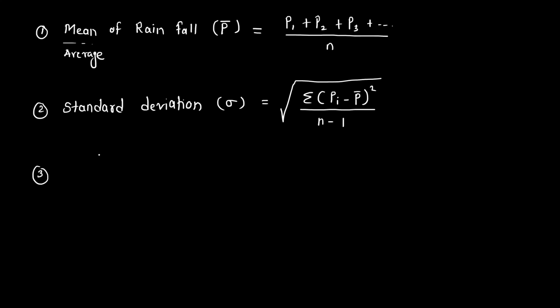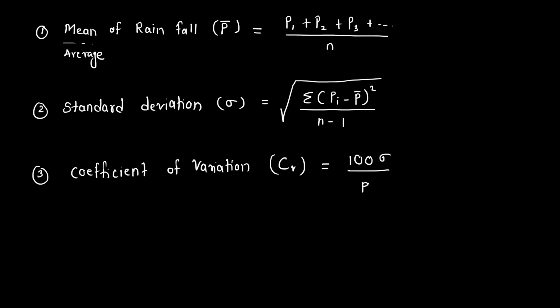Now let's go with the third formula. The third formula is coefficient of variation. It is denoted by CV, and this CV is equal to 100 sigma divided by p bar. 100 sigma by p bar. Write down the last one.